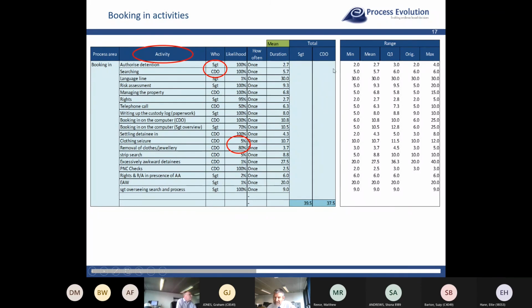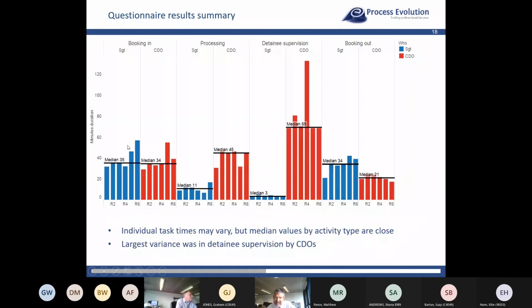So you might send this out to 10 custody sergeants to fill in their personal estimation of how long these individual tasks take. And then we've got a range of the min, the mean, the quartile 3, maximum, and quartile 1, and so on and so forth. So you can do some analysis to just see how things vary.